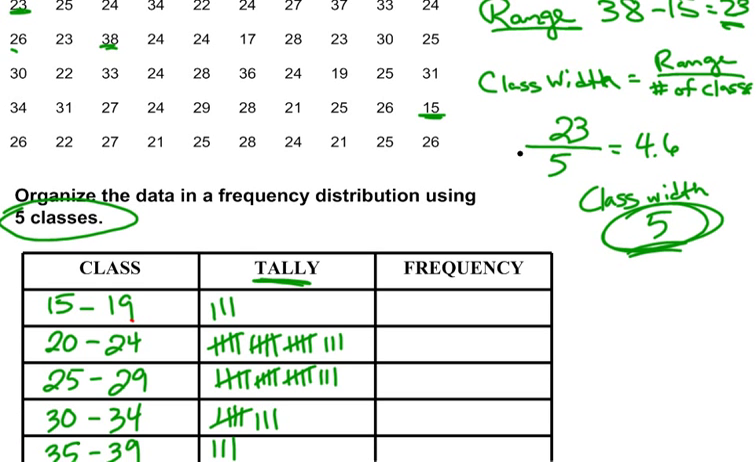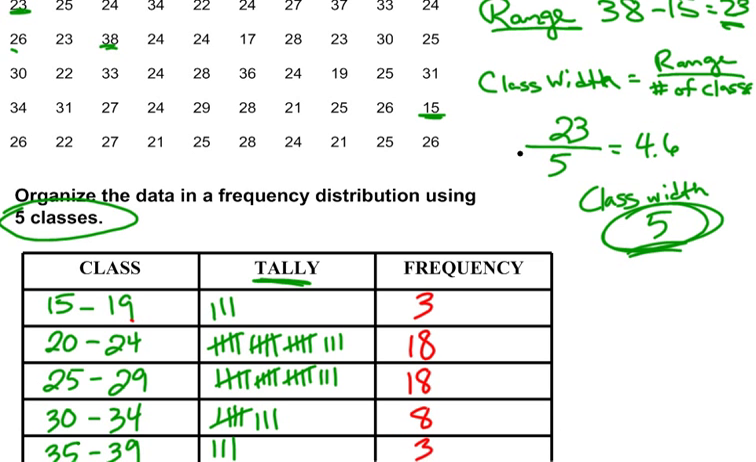Alrighty, so you can see I'm back, and I've tallied up all of the states. We can see that our first group contains 3 values, so we'll say the frequency for that group is 3. Our next group, 20 to 24, contains 18 values, so that's our frequency for that group. The third group, 25 to 29, also has a frequency of 18. 30 to 34 has a frequency of 8. And our last group, 35 to 39, has a frequency of 3.